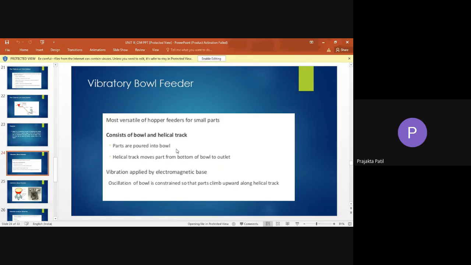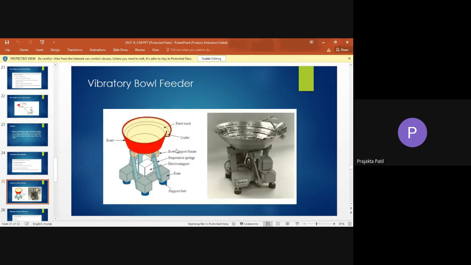Next is vibrations applied by an electromagnetic base. Oscillations of the bowl are constrained so that parts climb upward along the helical track. So we are basically going for the vibratory bowl feeders here. The oscillations are constrained so that there is one upward movement taking place, so that those small tiny components can follow one single track which is given and move ahead. So this is a vibratory bowl feeder.